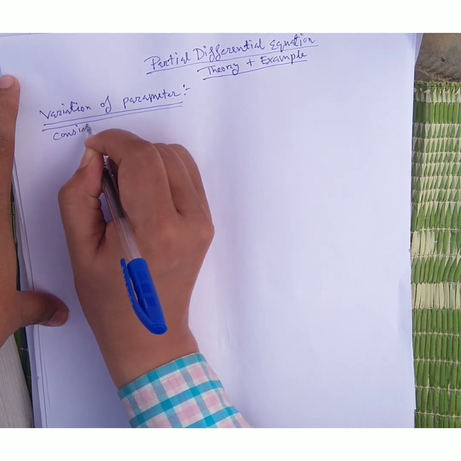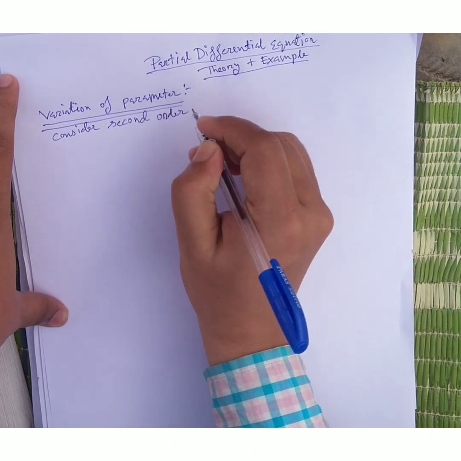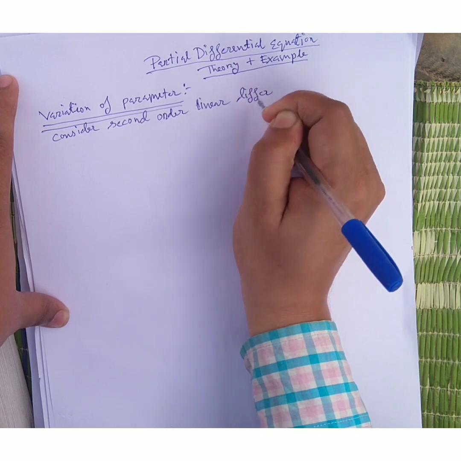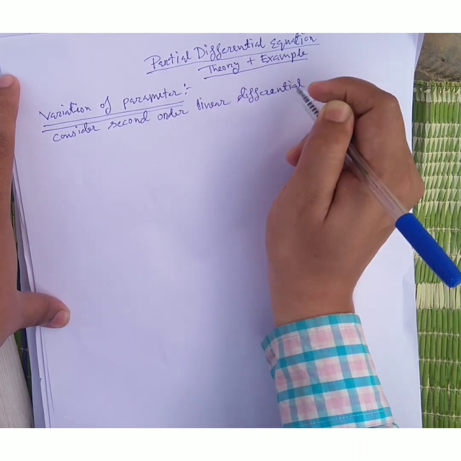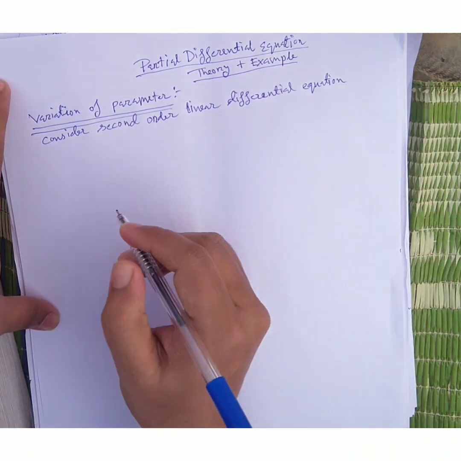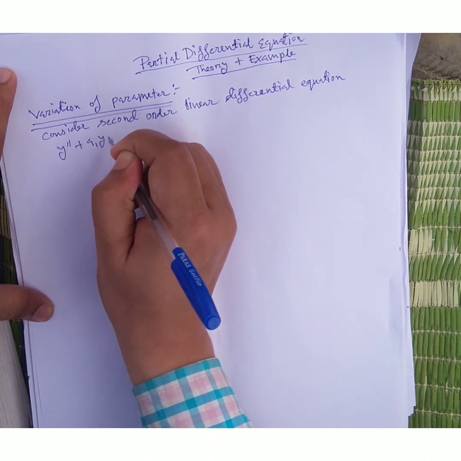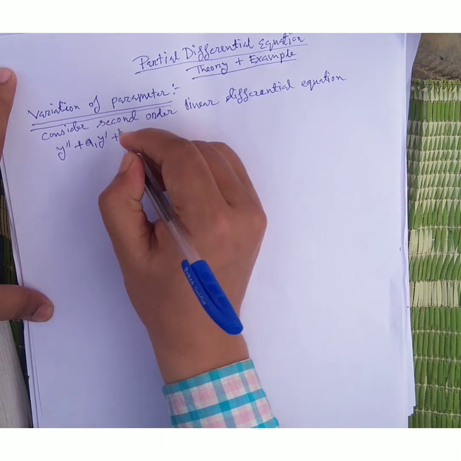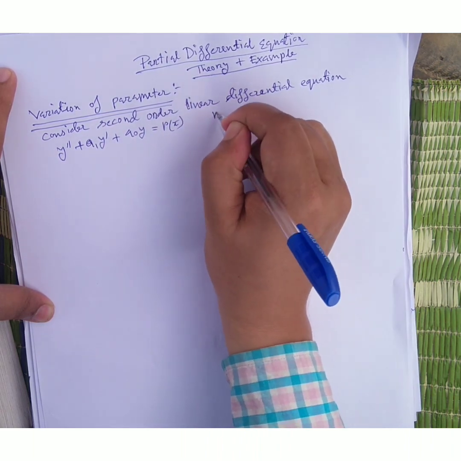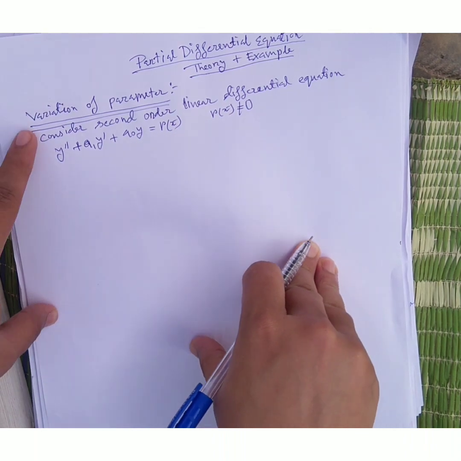Consider a second order linear differential equation, y double dash plus a1 y dash plus a0 y is equal to R(x), where R(x) does not equal 0.